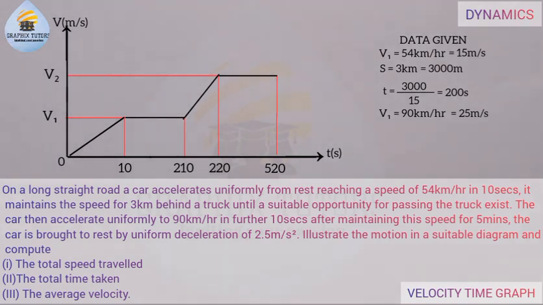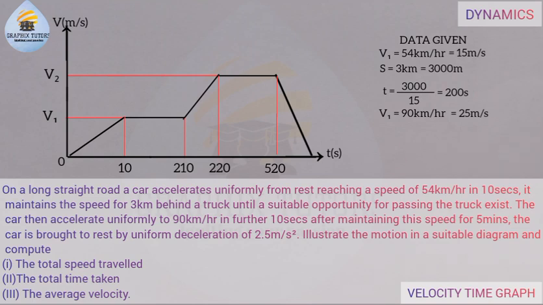So it maintained 25 meters per second for 300 seconds. That is what we have there. So this is what we have. Now we'll continue. We're now told that the car is brought to rest by uniform deceleration of 2.5 meters per second square.